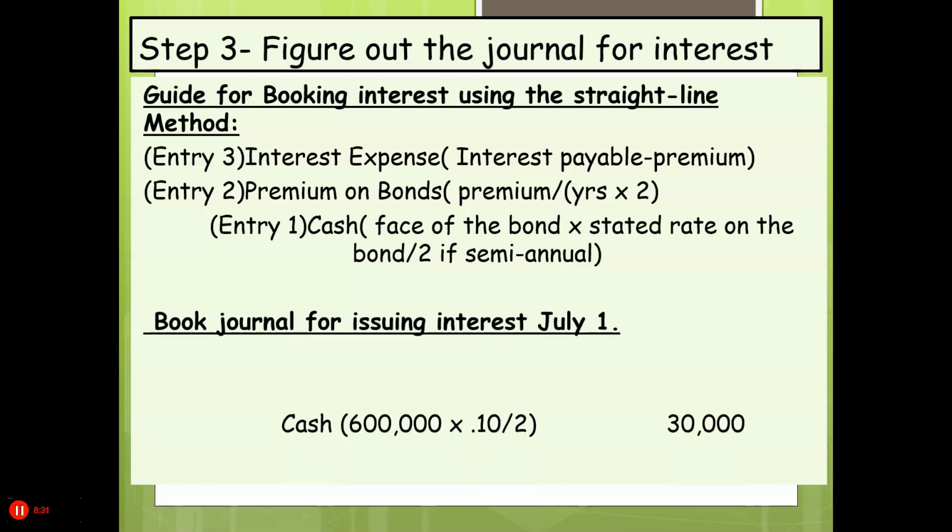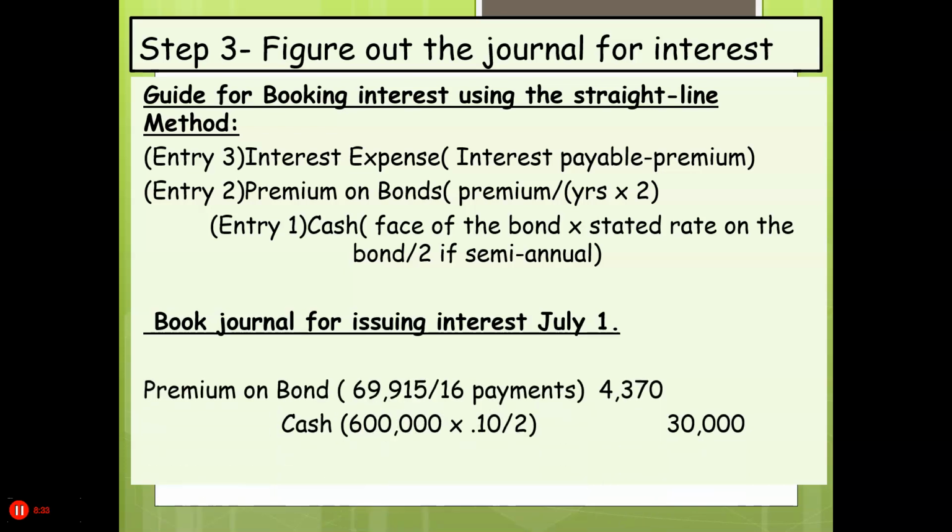When you're using the straight line method, it's exactly the same journal every time you book the interest. So, here's what our entry would have looked like. Remember, cash is always going to be the face amount of the bond, the amount that has to be paid back, times the stated rate divided by 2 if semi-annual interest payments. Then we're going to amortize the premium on bond. In this case, we're going to do it over 16 periods because it's 8 years, twice a year. And then we're going to add those two together. Oh, I'm sorry, we're going to subtract them.